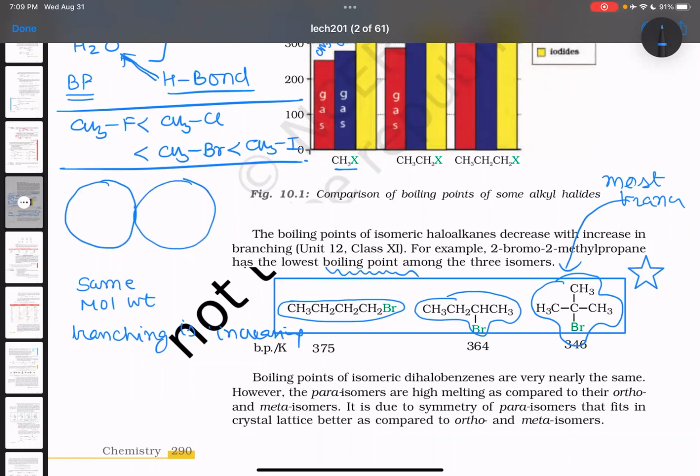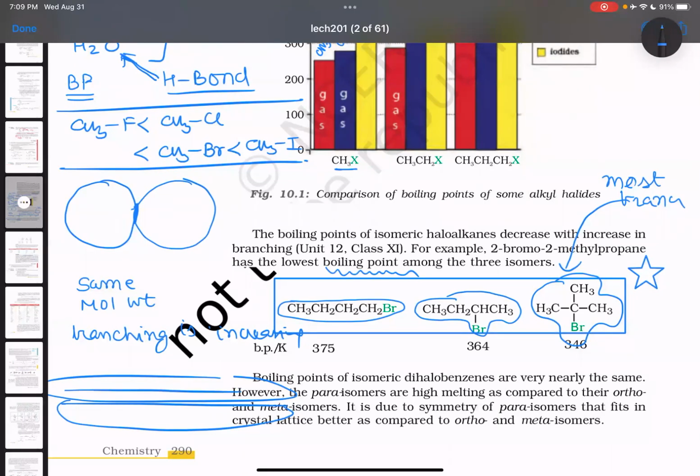You need to compare the contact area. Suppose the molecule is linear, where is the contact area between the molecules more? If they acquire some spherical nature due to branching, are they touching each other at more places? Or are the linear molecules touching at more places? So the linear is touching more.